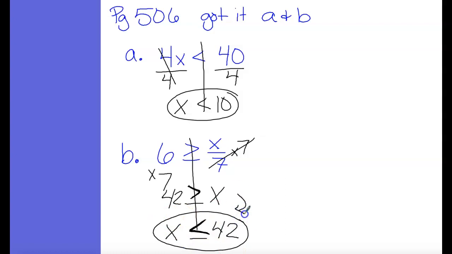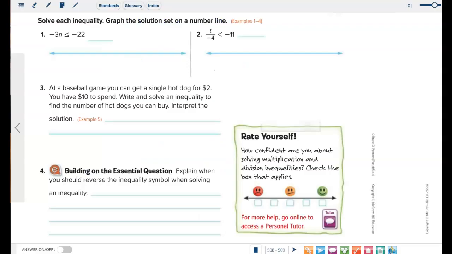These two are actually the exact same. I just like it when the variable comes first because it's easier for me to interpret. The other way is not wrong. It's just easier when we get into the deeper level of understanding. Okay, the other problems that I want to do with you are in your book on page 508, number 1, 2, 3, and 4.